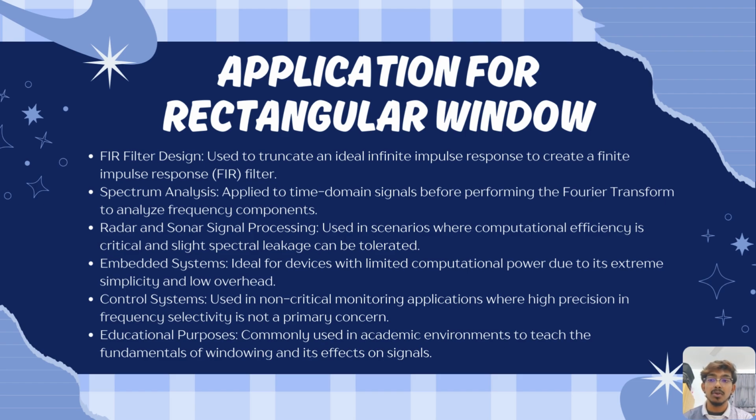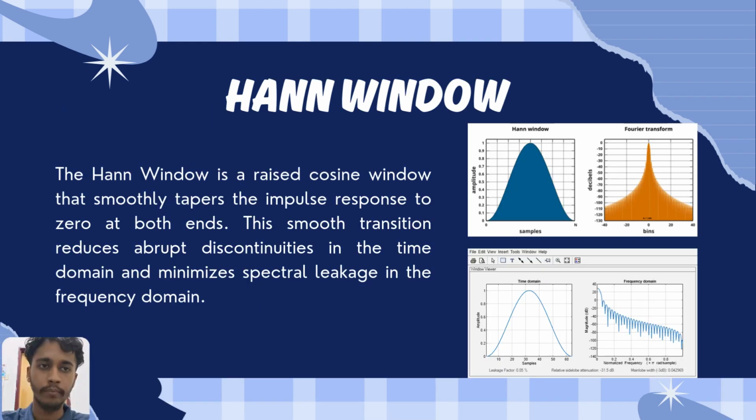The next one is control systems, used in non-critical monitoring applications where high precision in frequency selectivity is not a primary concern. The last one is educational purposes, commonly used in academic environments to teach the fundamentals of windowing and its effect on signals. That's all from me, thank you.